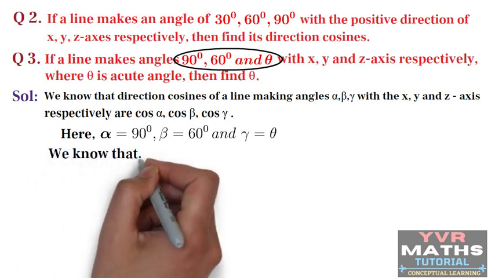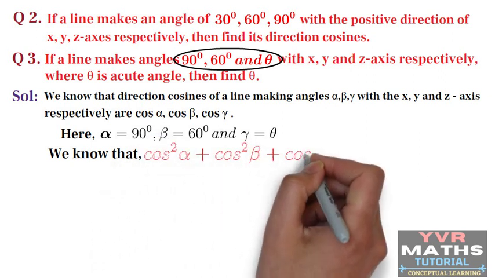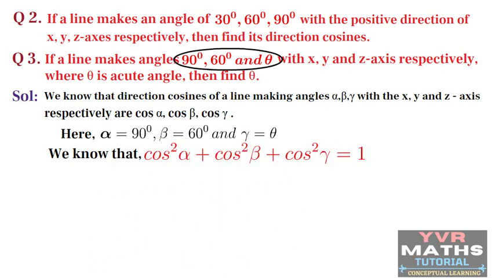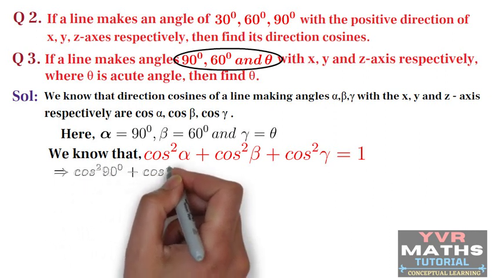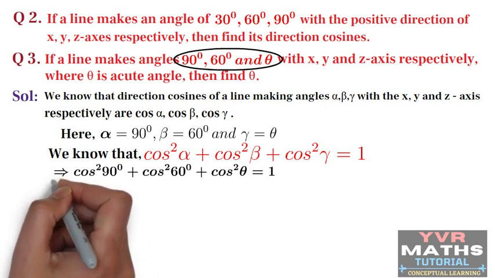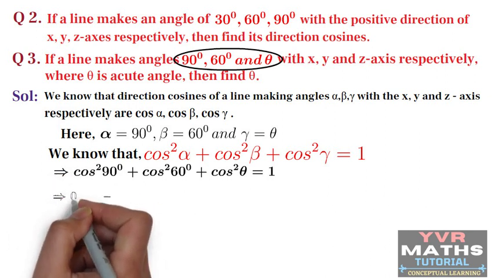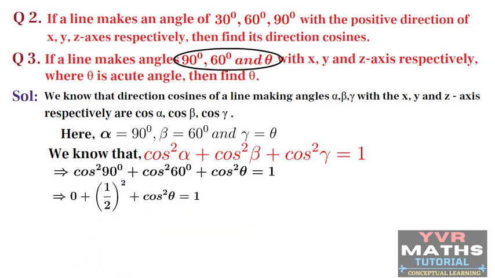We know that cos² alpha plus cos² beta plus cos² gamma is equal to 1. Now you can substitute the alpha and beta values in this condition. Then cos² 90 degrees plus cos² 60 degrees plus cos² theta is equal to 1. As per trigonometry knowledge, cos 90 degrees value is 0. That means the first term is 0. Cos 60 degrees value is 1 by 2. That means the second term is (1/2)², and cos² theta as it is, equal to 1.